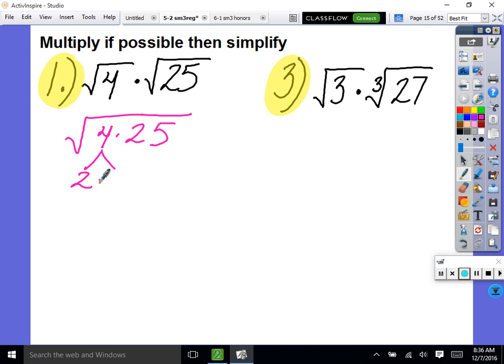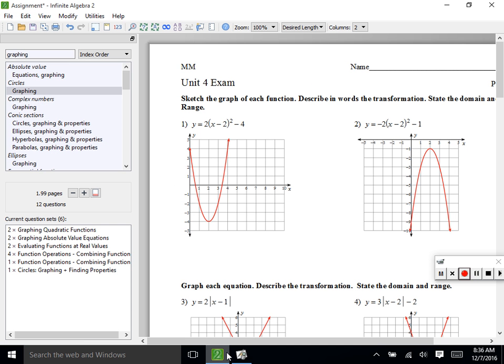4 breaks down into 2 times 2. 25 breaks down into 5 times 5. Pulling out groups of 2, so we'll pull out a 2, we'll pull out a 5. So my answer is 10. Number 3, can we multiply these together?